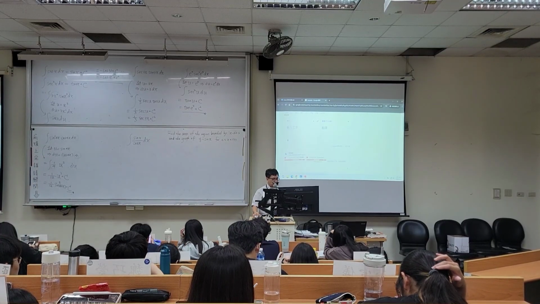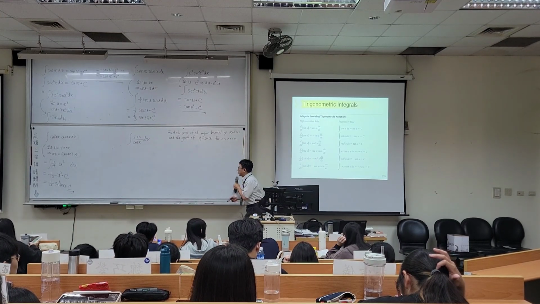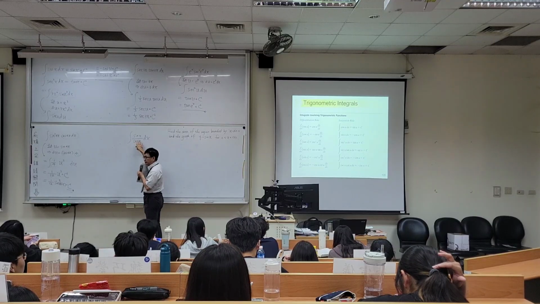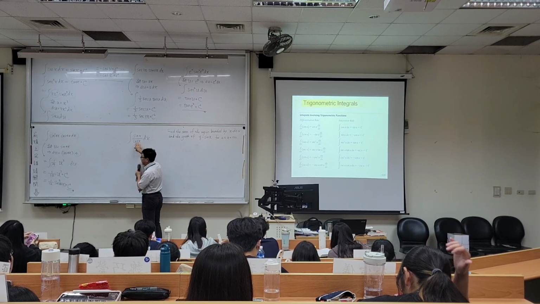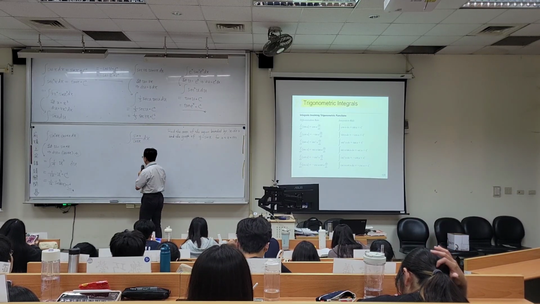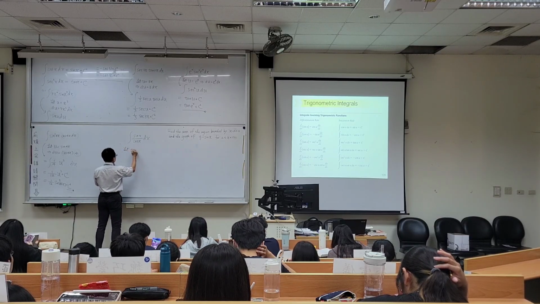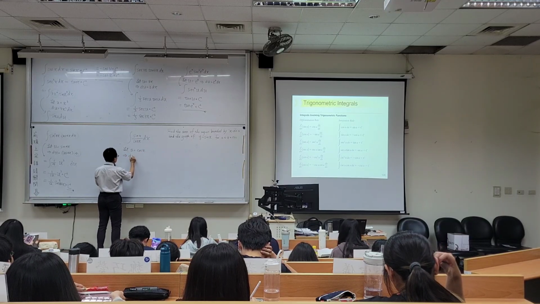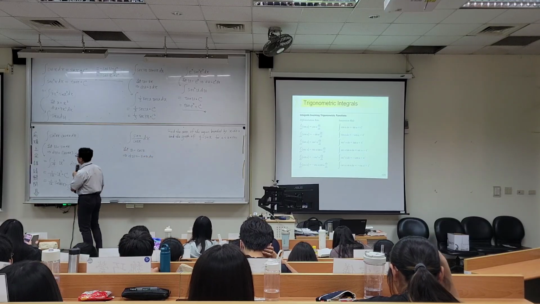Integration of sine over cosine, okay? Let's look at this one. So here, we do know the derivative of cosine is minus sine. So from there, you can see I can let u equal to cosine x, so du equals minus sine x dx. Okay?